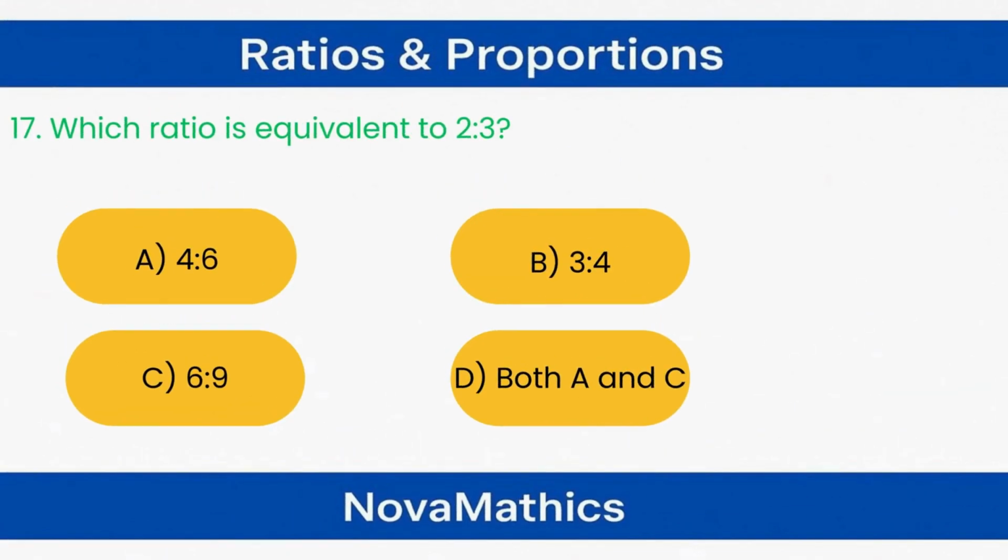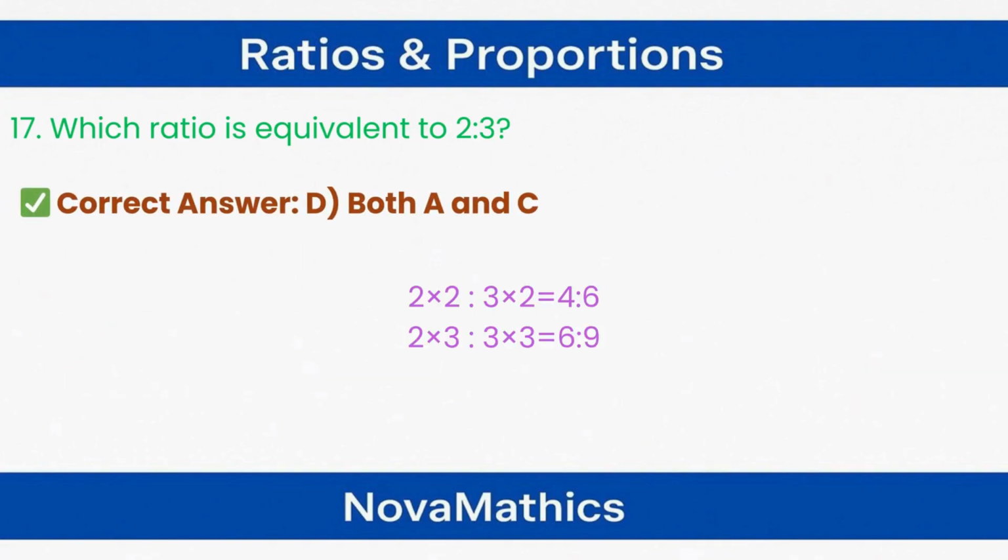17. Which ratio is equivalent to 2 to 3? Multiply by 2 or 3 to get 4 to 6 or 6 to 9.